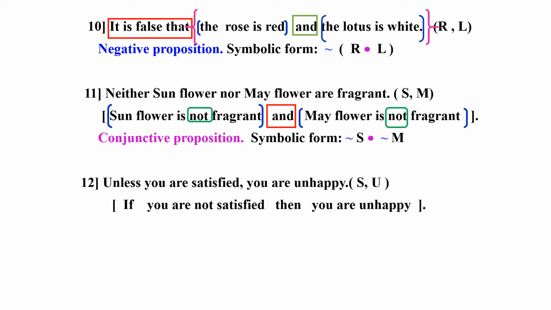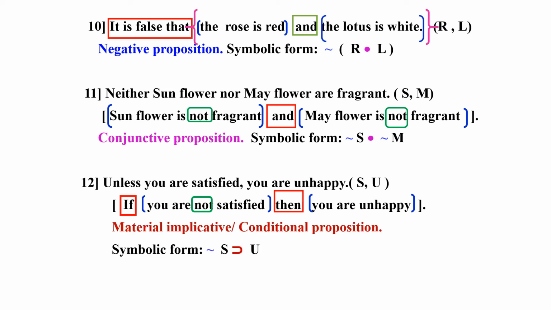Okay. So now here the main connective will be if then, and the antecedent will be you are not satisfied, and the consequent will be you are unhappy. Here not is there in the antecedent, a negative proposition. So you will have curl S horseshoe U, and it is a material implicative or conditional proposition.